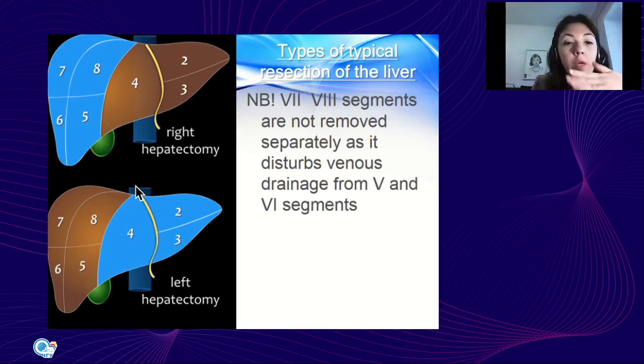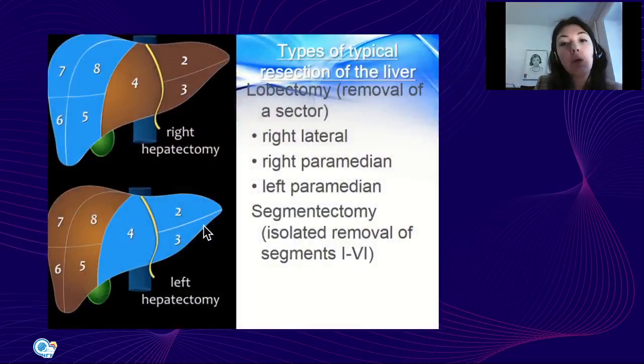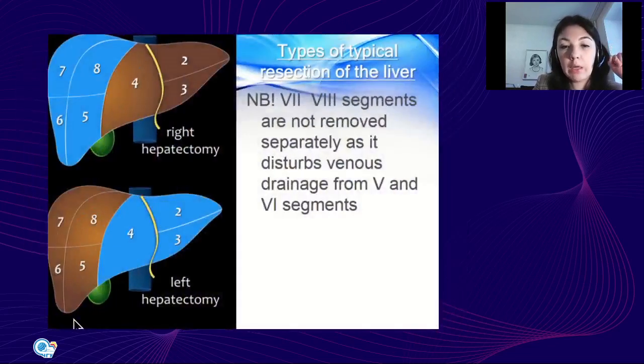previous pictures. And that's why if there is any pathology in 5th or 6th segments, we perform right paramedian or right lateral lobectomy. So we remove 2 segments, 6th together with the 7th or 5th together with the 8th. We never remove 7th and 8th segments separately. That's what you also have to memorize.